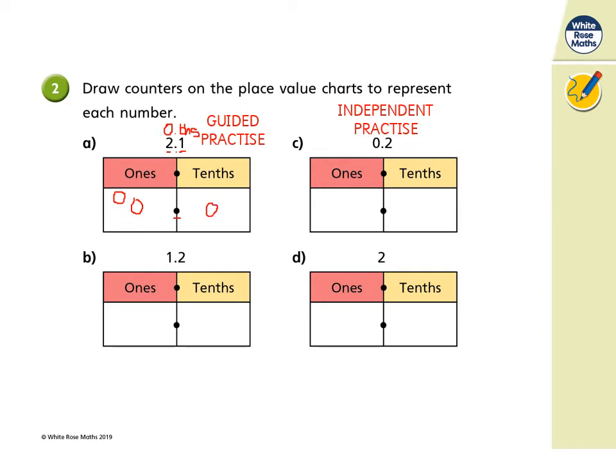Now let's have a look at B, 1.2. Again, I have my ones, my decimal point, and my tenths. And the lowest value is, yes, the tenths. So I'm going to draw how many counters in my ones? 1, good girl. And how many tenths have I got? 2.